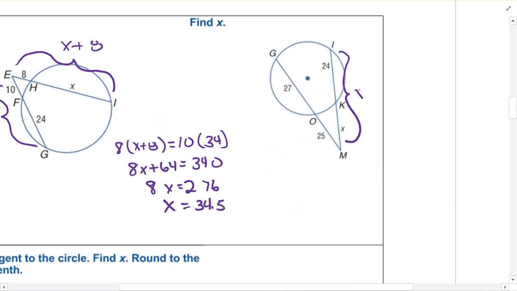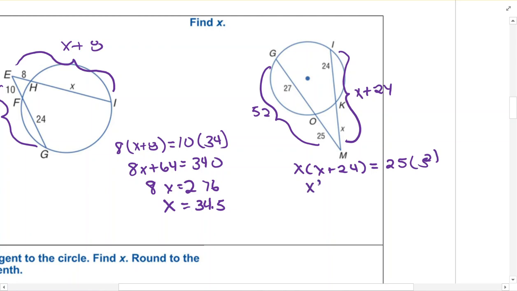On the next one, we have x plus 24 for the full length. 27 plus 25 is 52. So we have x times x plus 24 equals 25 times 52. So x squared plus 24x equals 1300. Should read 52.